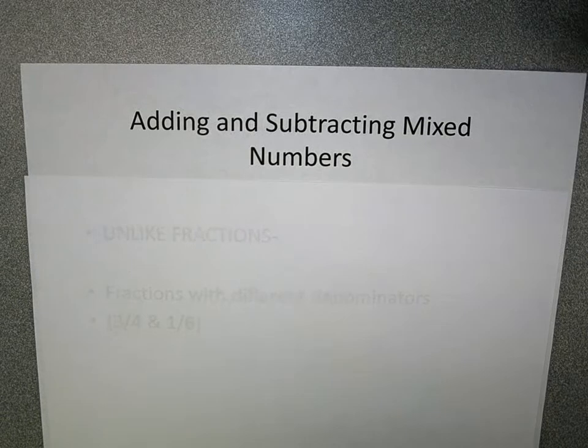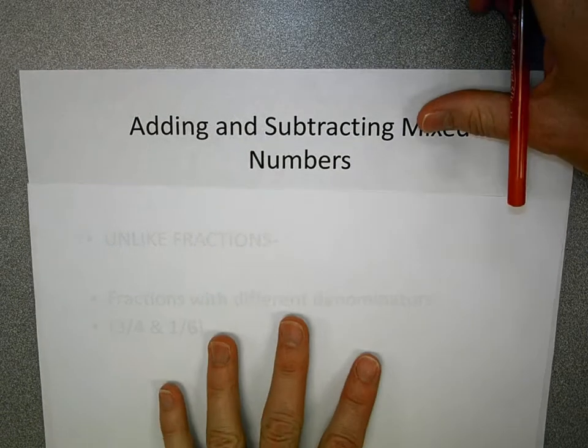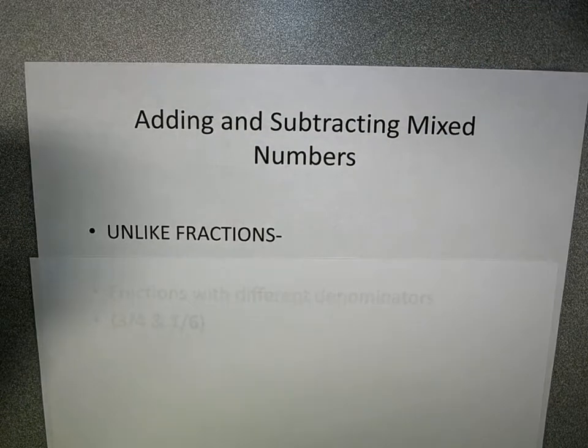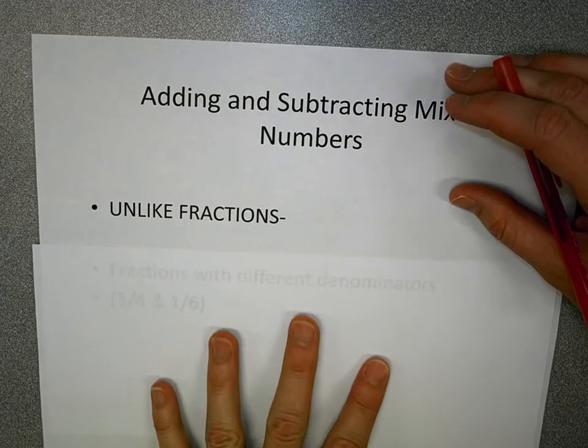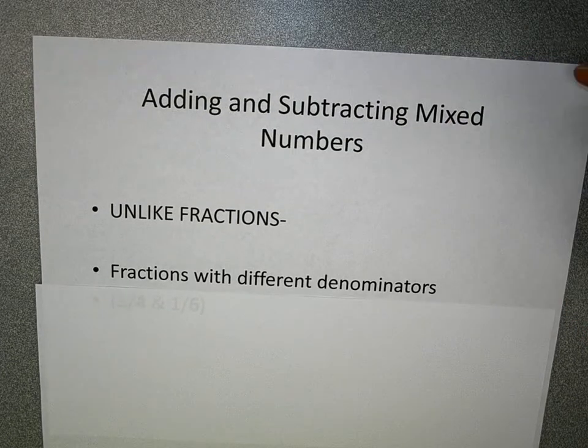There's actually only one word today, and that word is unlike fractions. Unlike fractions. Everyone? Okay, so here's what the book says unlike fractions are. They are fractions with different denominators. That's what unlike fractions are. Okay, so like fractions have same denominator, but unlike fractions have different denominators.